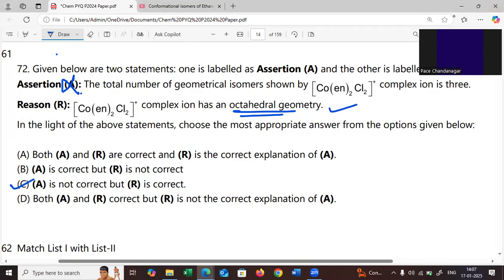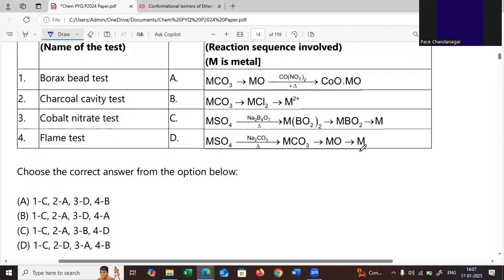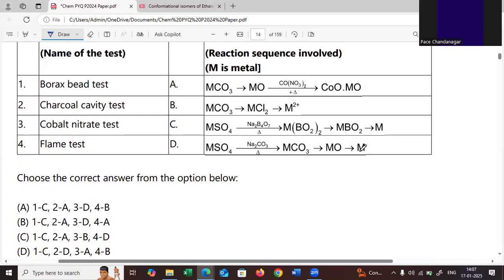So just go on with your coordination compounds, and D and F block elements very well. And here the P block elements are coming up, and also some other elements. The borax bead test is a very important match-the-following item here. The borax bead test: MSO4 in the presence of Na2B4O7 will give you M(BO2)2, and this will turn out to be your metal. This is your bead test.